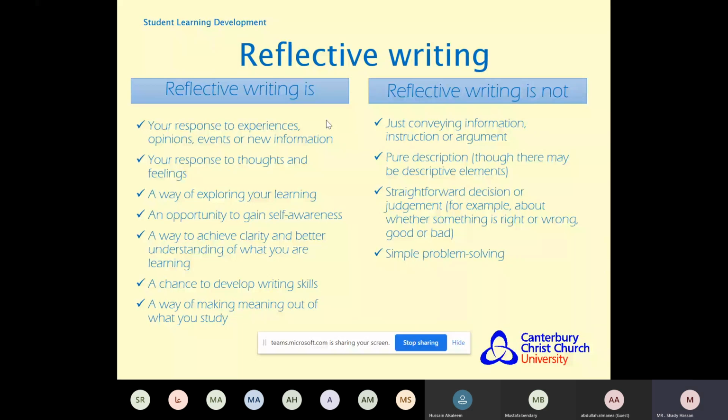It's not simple problem solving. I'm not solving a problem or writing a reflection. I'm just giving opinions and giving thoughts. Reflection is not a standard university essay, but it's important, by the way.